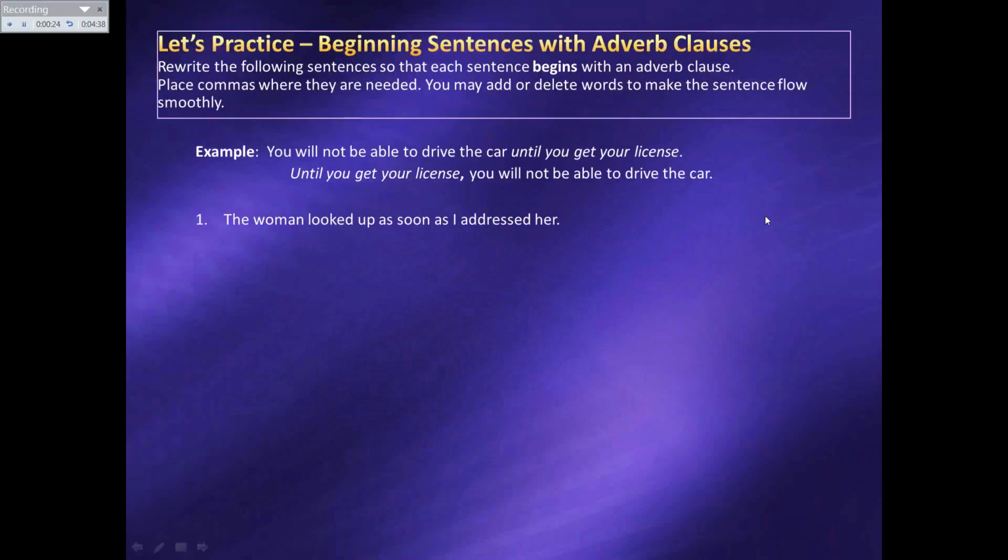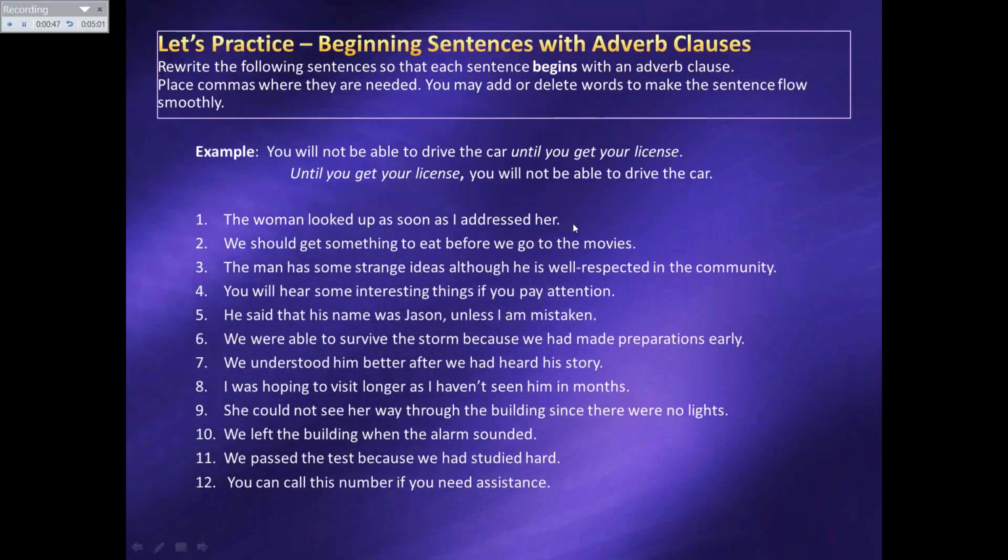So the first sentence, the woman looked up as soon as I addressed her. So what's the subordinate clause? If you can't find it, what's the main sentence? How much of this would be just a sentence? The woman looked up. All of this is extra doodad stuff. That's your adverb clause. And so you would say, as soon as I addressed her, comma, the woman looked up. Be sure you put those commas in there where they belong.